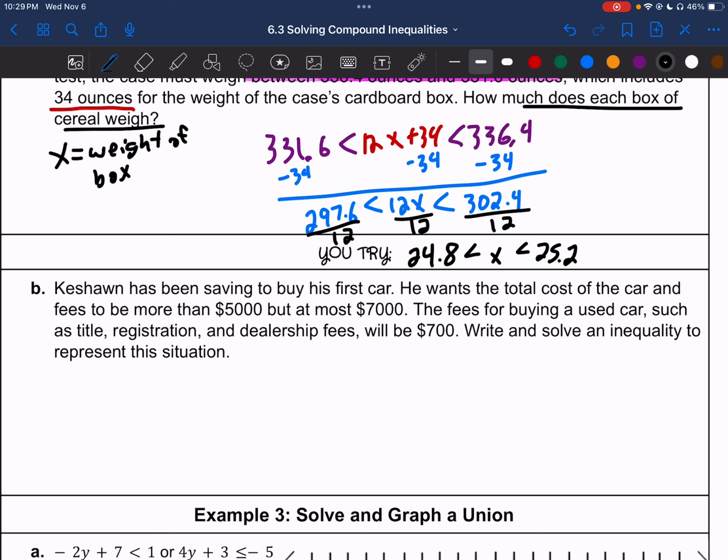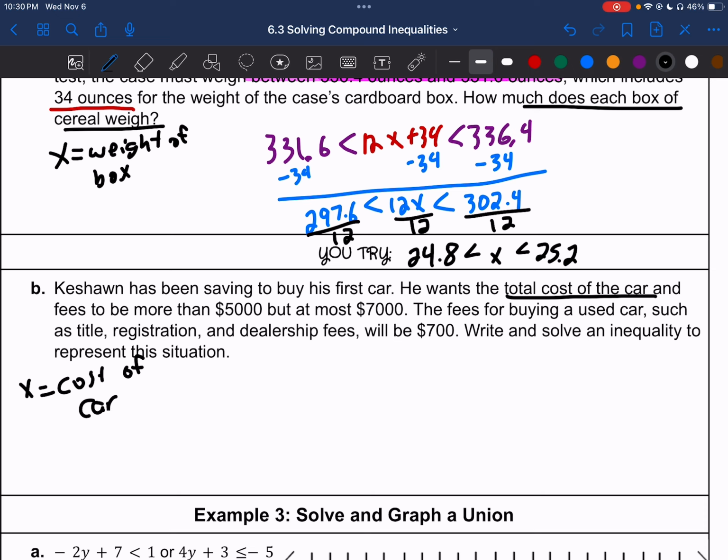So what is it that we're trying to find? He wants the total cost of the car and the fees. So what do we know? Well, we know the fees, so he wants to know the cost of the car. So x equals cost of car.